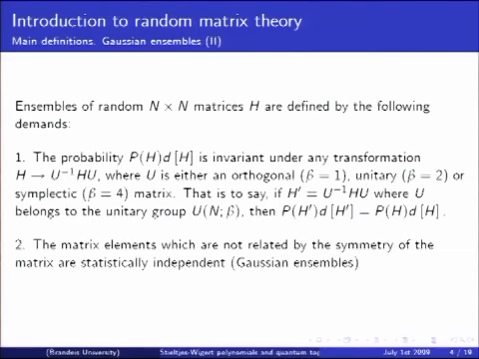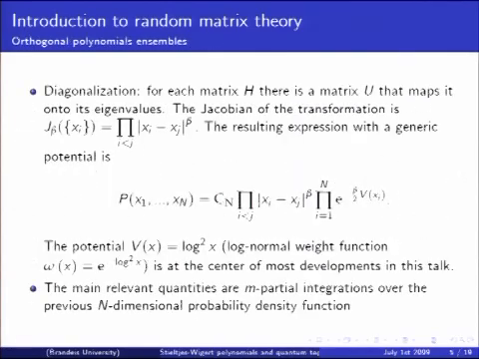And as I said before, the matrix elements which are not related by the symmetry of the matrix are statistically independent, then we have Gaussian ensembles. But at the practical level, nobody works in the space of matrices, it's not practical. So we have the diagonalization property, and for each matrix X, there is a matrix U that maps it into the space of eigenvalues. So the price you have to pay is the Jacobian of the transformation, which is the usual Vandermonde determinant, raised to a power of beta, depending on the symmetry, as I said before.